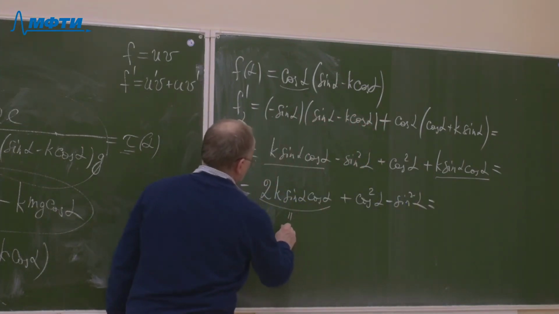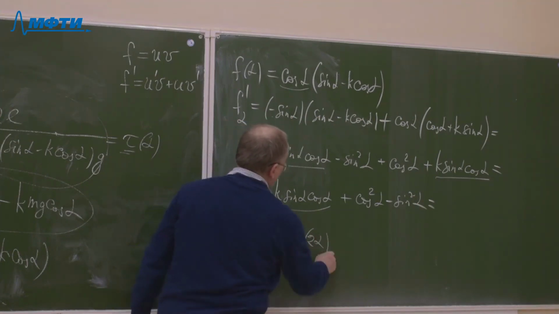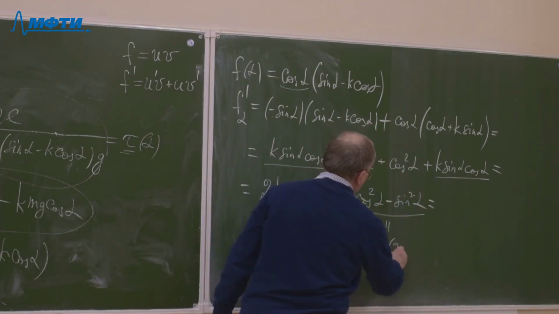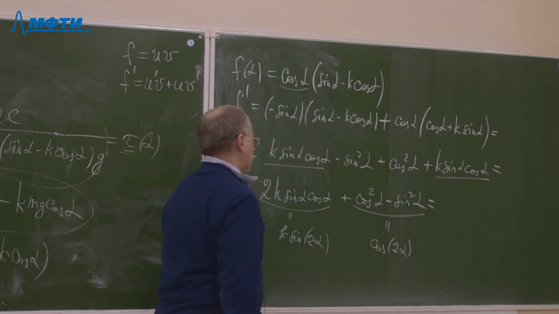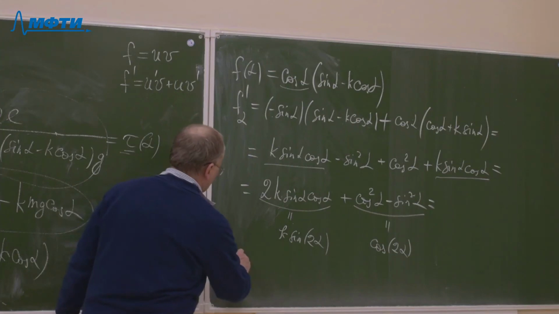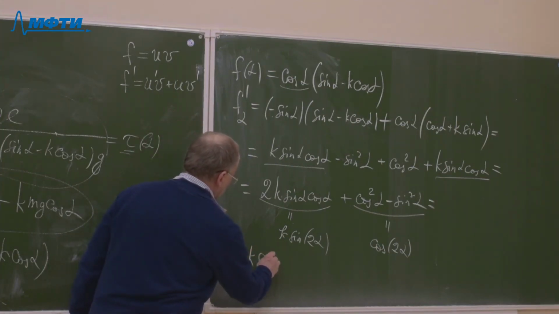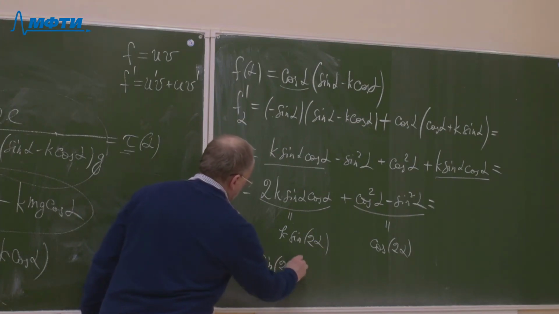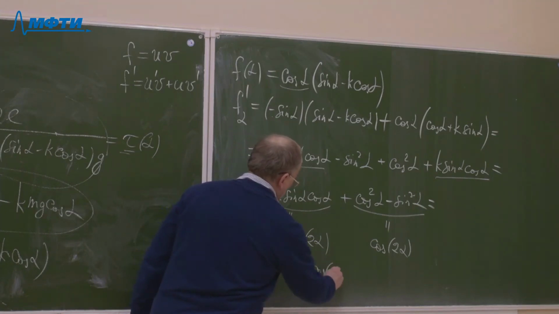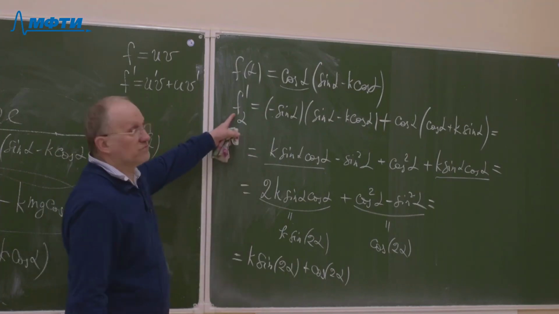This is equal to k sine 2 alpha, and this is equal to cosine 2 alpha. So what I obtain in result will be k sine of 2 alpha plus cosine of 2 alpha. And all this is just the derivative of my function.